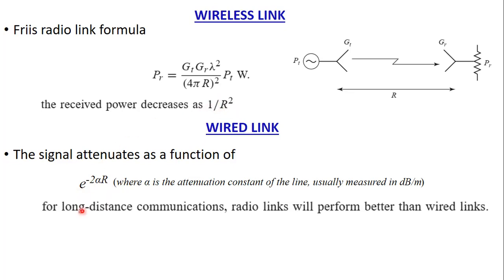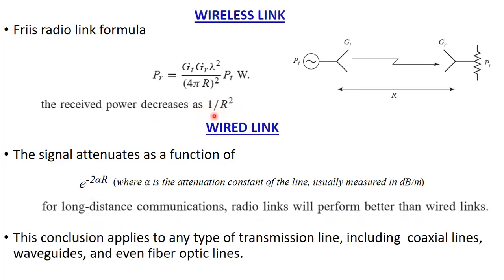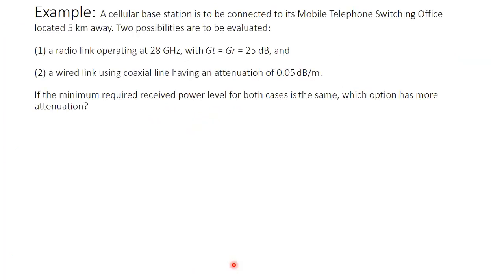So this is the reason that for long distance communication, radio links will perform better than wired links, because this exponential function will have more attenuation compared to this geometrical function. So we can say that this conclusion applies to all types of transmission lines, including coaxial lines, waveguides, and even optical fiber lines.